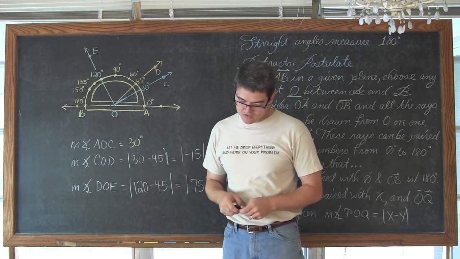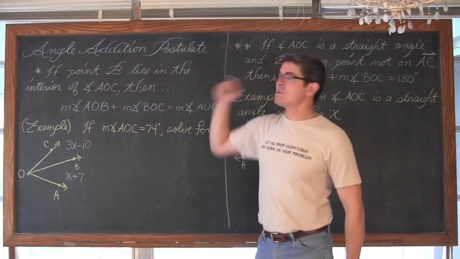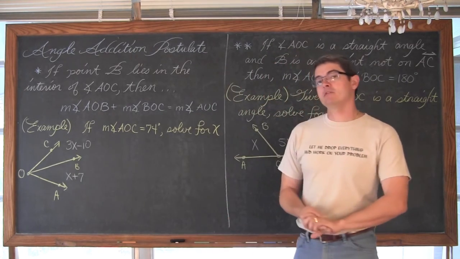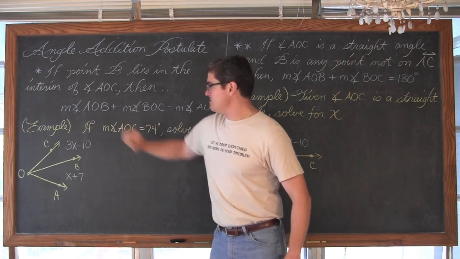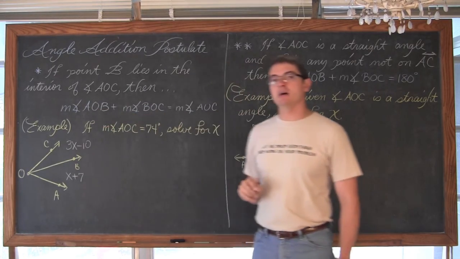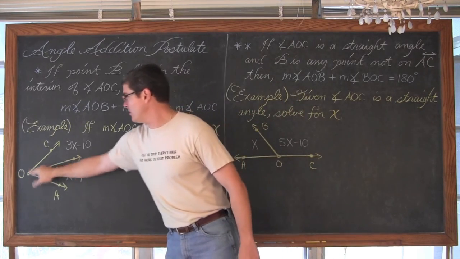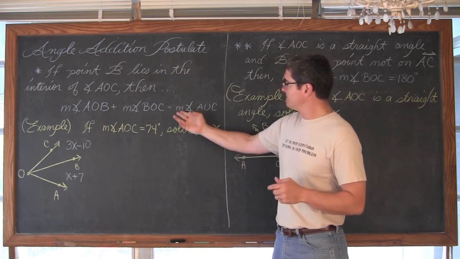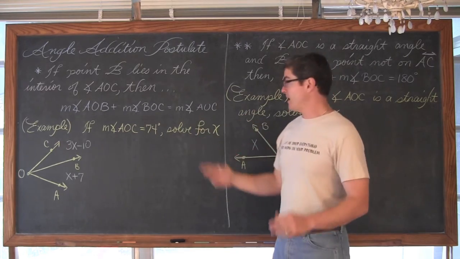Let's get to the next topic, which is going to be, I don't know, we'll figure out when we come back. Let's talk about the angle addition postulate. If point B lies in the interior of angle AOC, then the measure of angle AOB, keeping that vertex as a center variable, plus the measure of angle BOC, then the sum of those two parts, what kind of makes sense, is going to equal the measure of the interior, or the entire angle, AOC.